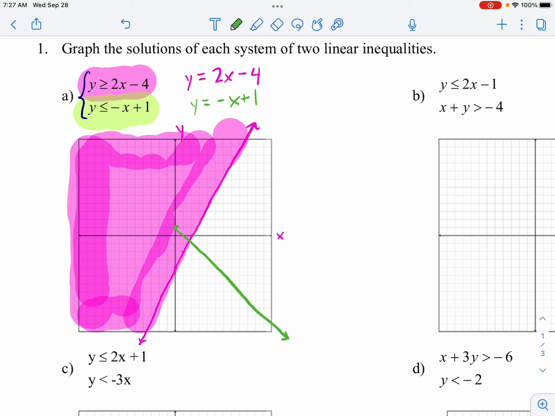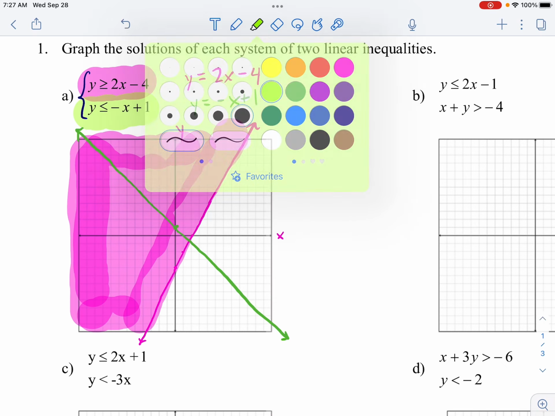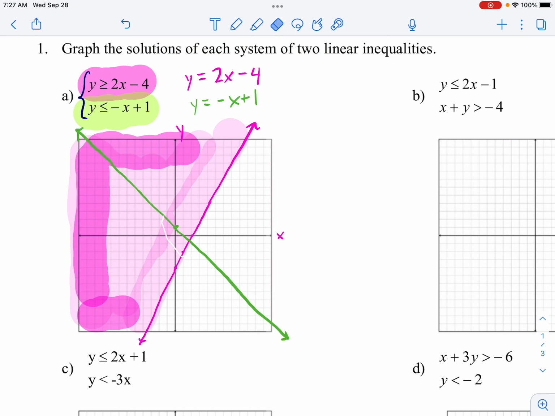Again, I'm using a solid line because I have a less than or equal to symbol, okay? All right, so then I got to shade. So this is the line where y equals negative x plus 1. We want y to be less than or equal to negative x plus 1. So we want it to be less than or equal to this line. So we want it to be below. We want y to be below this line, so I'm going to shade below the line.